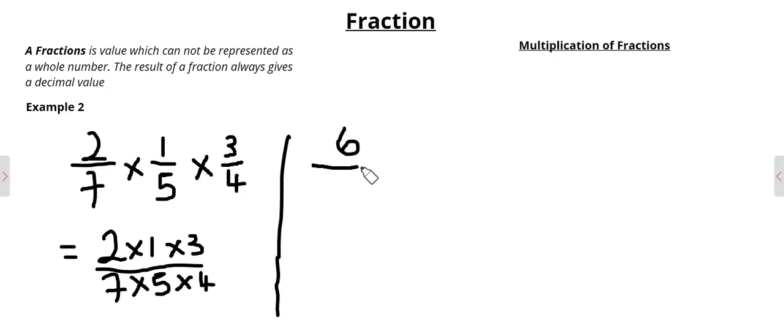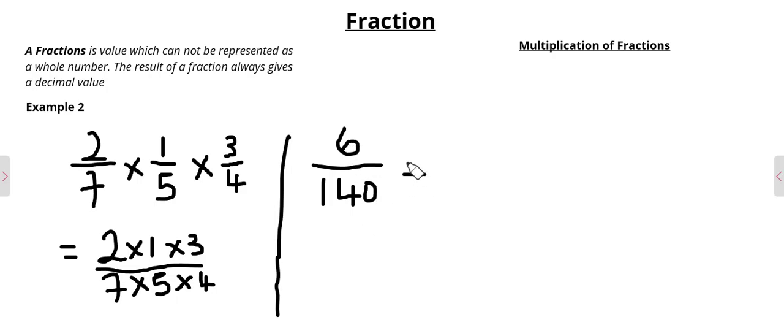Correct? Good. So 7 times 5 is going to give us 35, and 35 times 4 is going to give us 140. Correct? Yeah. So this is the answer, but we cannot leave the answer in this form. We have to divide further.